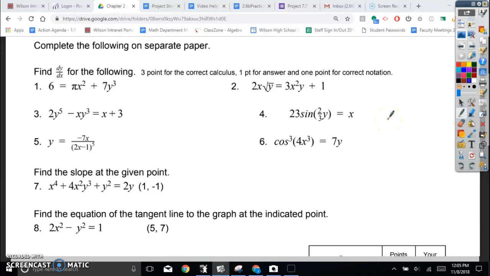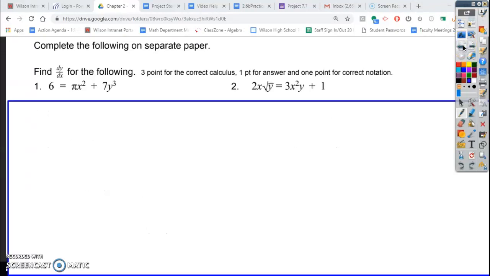This is your review sheet for Chapter 2, Sections 5 and 6. You can see we're differentiating with x's and y's in here. So let's go ahead and start with number 1 because my time's limited with this recording.